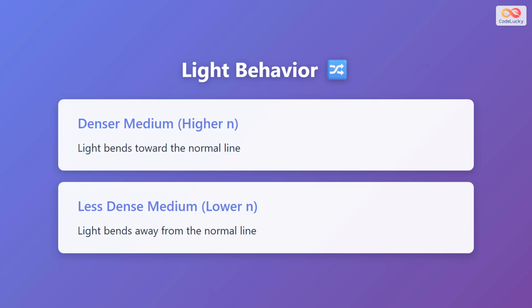Understanding how light behaves during refraction is straightforward once you know the refractive indices. When light enters a denser medium, meaning a medium with a higher refractive index, it bends toward the normal line. For example, when light goes from air into water or glass, it bends toward the normal. Conversely, when light enters a less dense medium, meaning a medium with a lower refractive index, it bends away from the normal line. So when light goes from water back into air, it bends away from the normal.